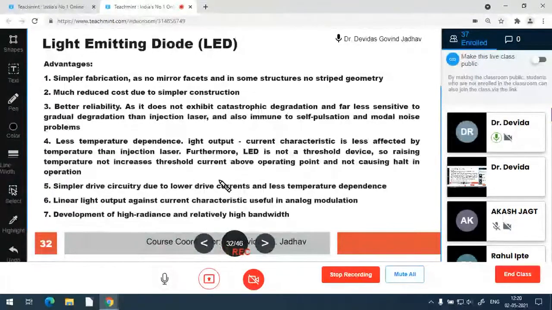This is observed in the injection laser, which is not there in the light emitting diode. So it has better reliability, does not exhibit catastrophic degradation, and is less sensitive to gradual degradation. So its life is very long compared to the injection laser, and it is also immune to self pulsation and modal noise problems.